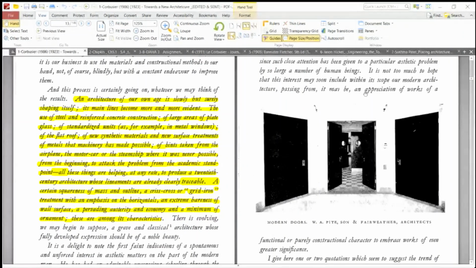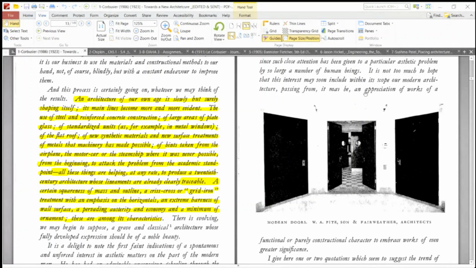An architecture of our age is slowly but surely shaping itself. Its main lines become more and more evident. The use of steel and reinforced concrete construction, of large areas of plate glass, of standardized units, as for example in metal windows, of flat roofs, of new synthetic materials and new surface treatments of metals that machinery has made possible, of hints taken from airplanes. So they're talking about all kinds of new technologies that are now available for architects to use, you know.